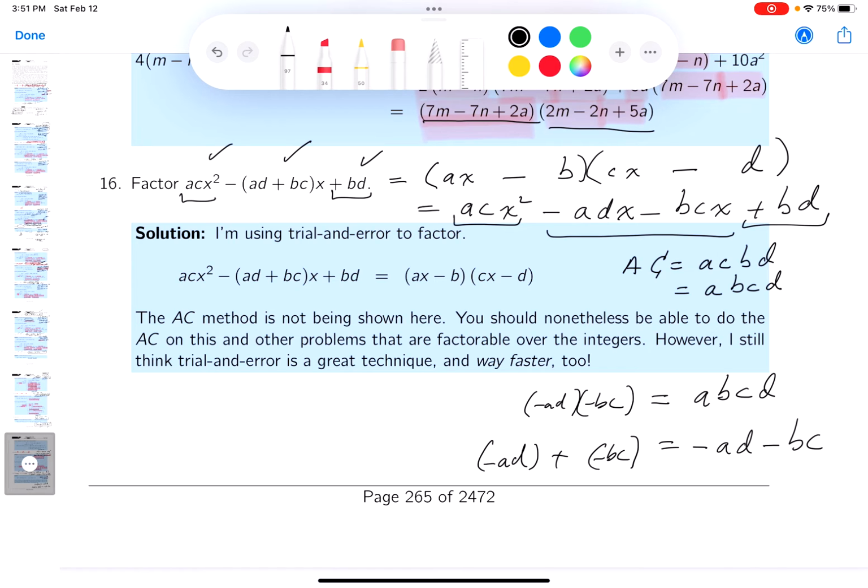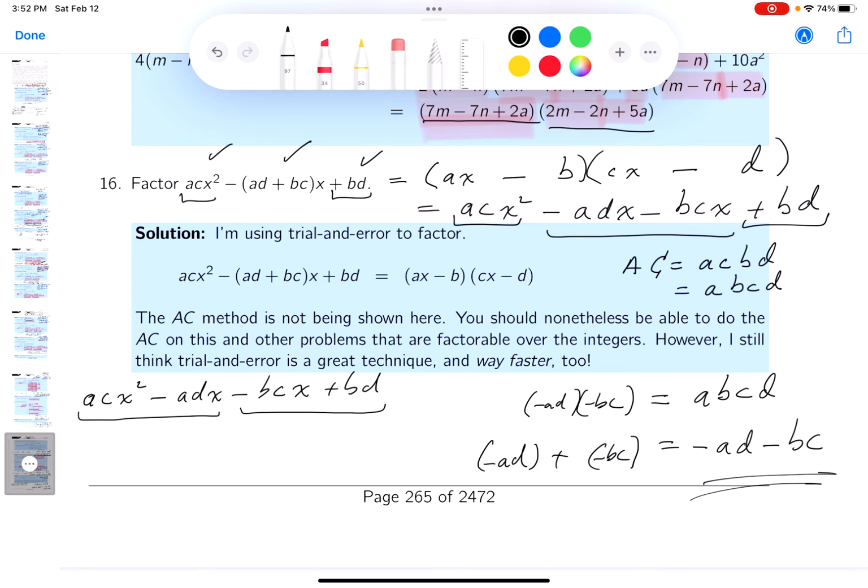So what do I do now? Well, I kind of see it. I need to break the middle term into two terms where it's minus AD minus BC. Well, let me write that down for you. ACX squared. I'm going to break the middle term into these two parts now. And the order we put down doesn't matter to me. It's ADX minus BCX plus BD.